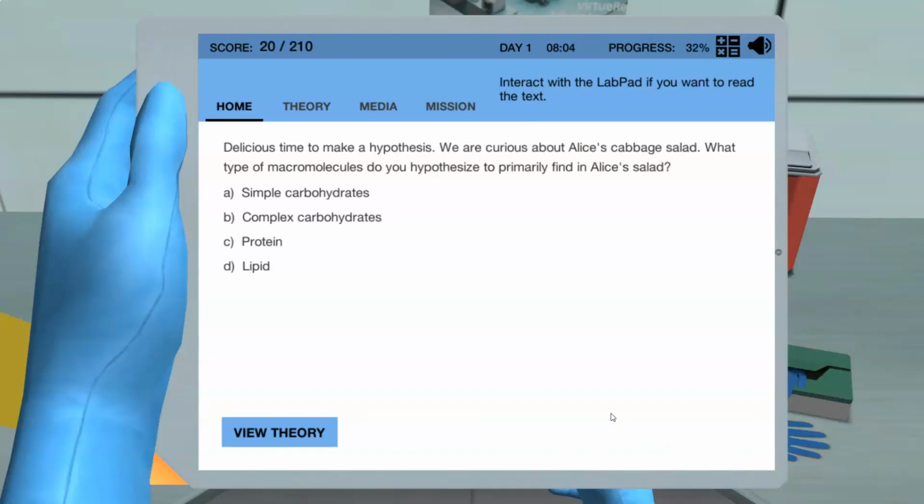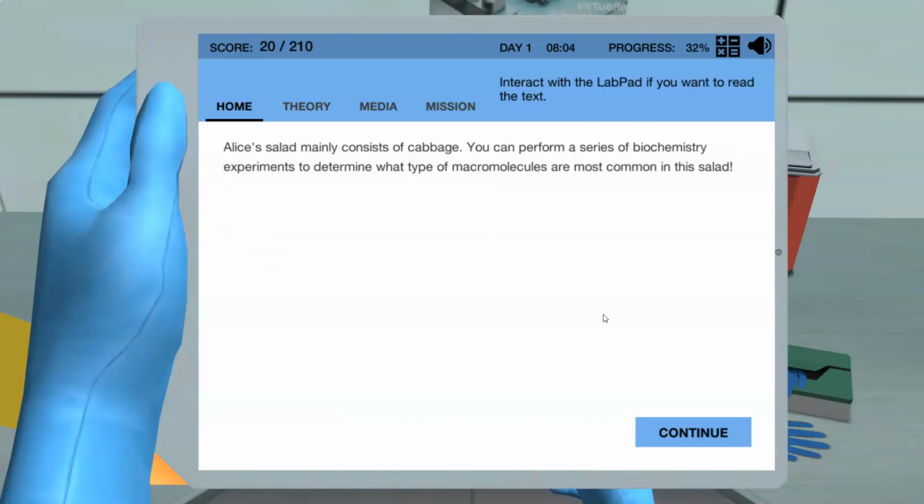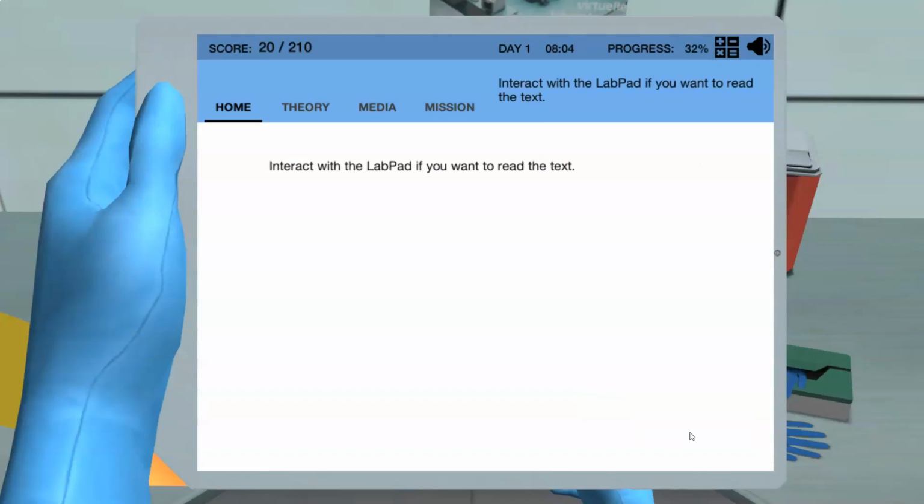Delicious time to make a hypothesis. We are curious about Alice's cabbage salad. What type of macromolecules do you hypothesize to primarily find in Alice's salad? Alice's salad mainly consists of cabbage. You can perform a series of biochemistry experiments to determine what type of macromolecules are most common in this salad.